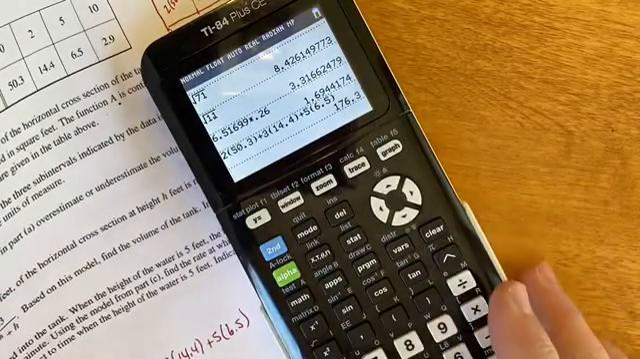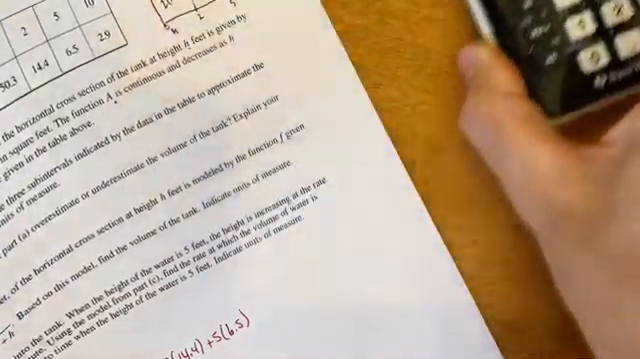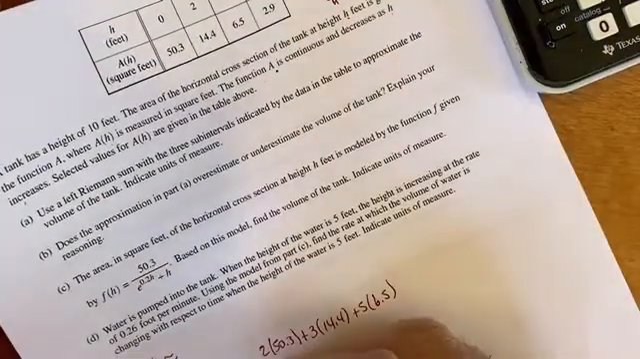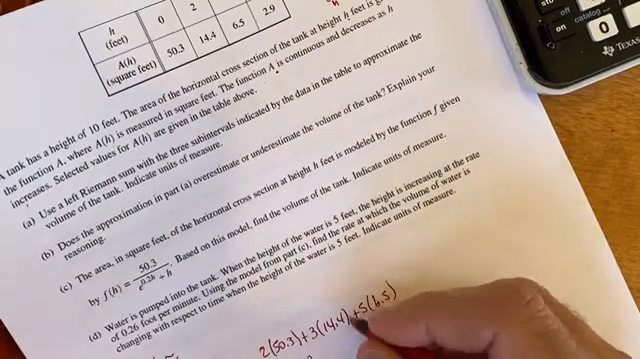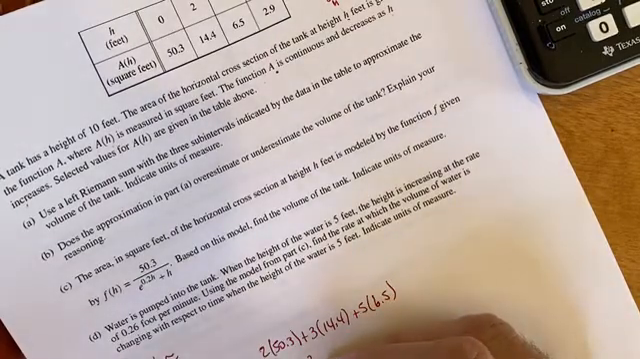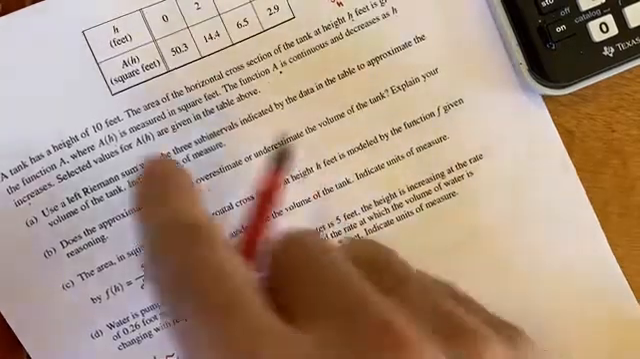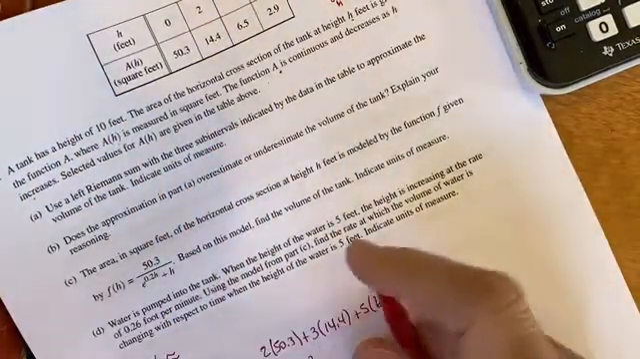176.3. And indicate units. So this is a volume. It's cubic feet.